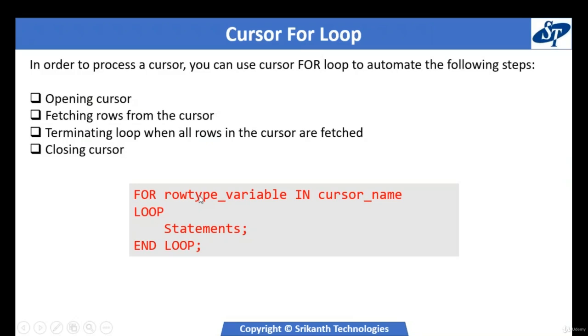We already discussed about it. The syntax is simple. Row type variable, but you don't need to declare that. Cursor name and then the statements, whatever statements you like. And this opens the cursor, fetches the rows, terminating the loop automatically when you reach the end of the cursor and closing it. So this is the best option if you are dealing with a cursor.